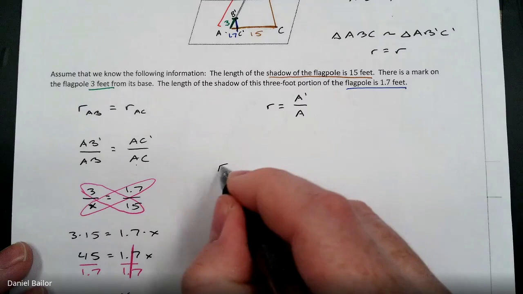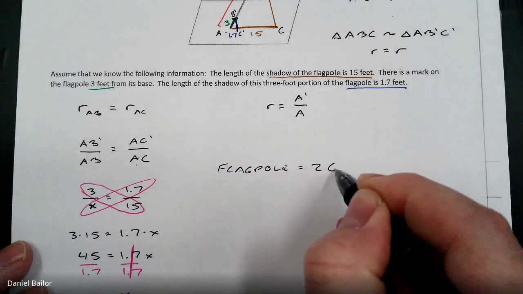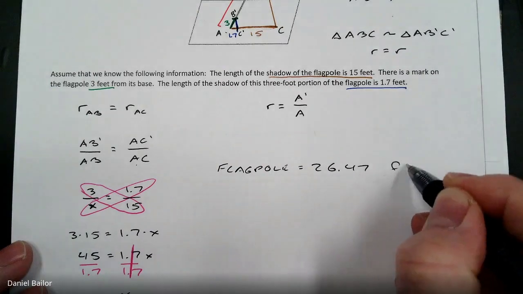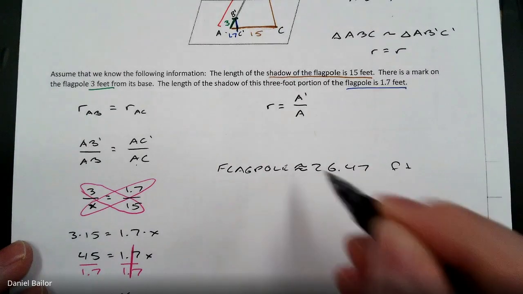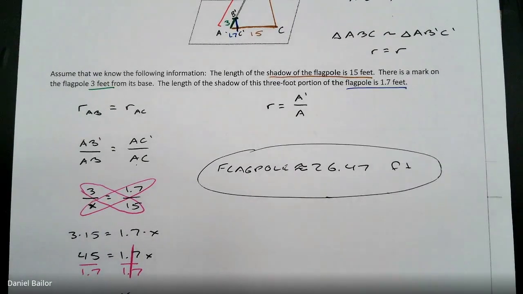So the flagpole equals 26.47 feet. It's about that. Not exactly, because it was a decimal, but that is our answer. So we used shadows and sunlight to find the length of a flagpole. And that's what we're doing today.